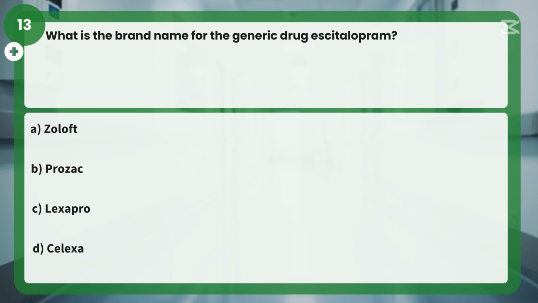Question 13. What is the brand name for the generic drug escitalopram? A. Zoloft, B. Prozac, C. Lexapro, D. Celexa.